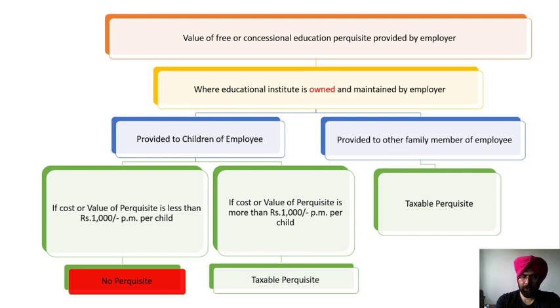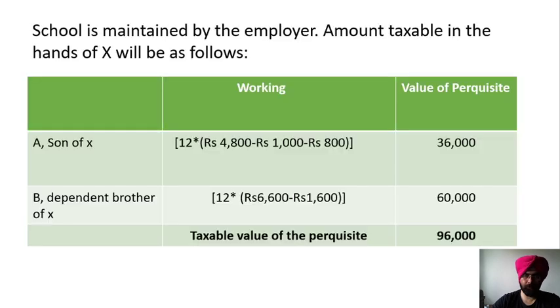If it is provided to other family members, then it is a taxable perquisite. But if it is provided to the children of the employee, and the cost or value of the perquisite is less than 1,000 per month per child, then it's not a perquisite. If the cost or value of the perquisite is more than 1,000 per month per child, then it's a taxable perquisite. So you have to give a deduction of rupees 1,000, plus any other amount recovered from the employee, which you will reduce from the amount.